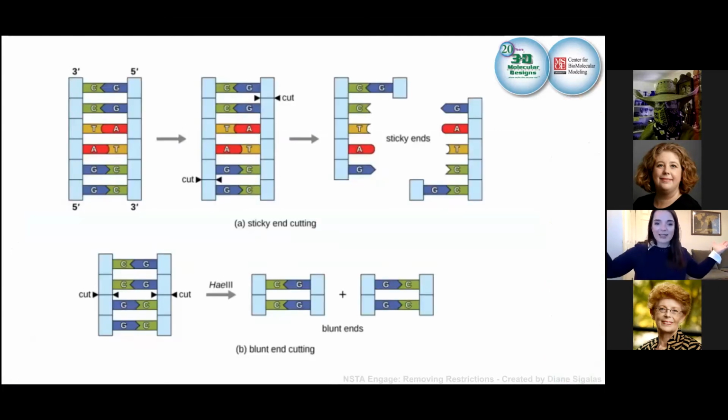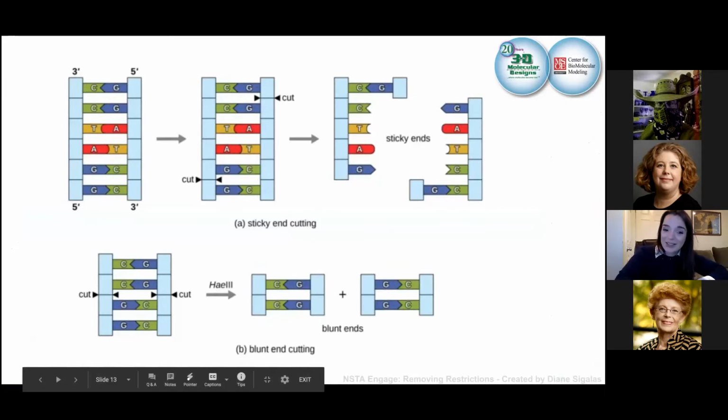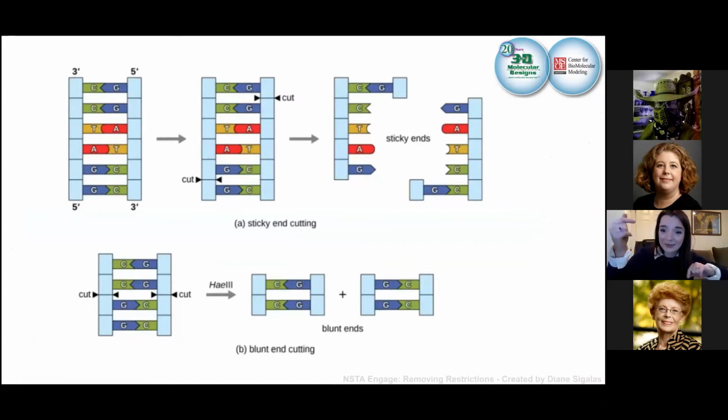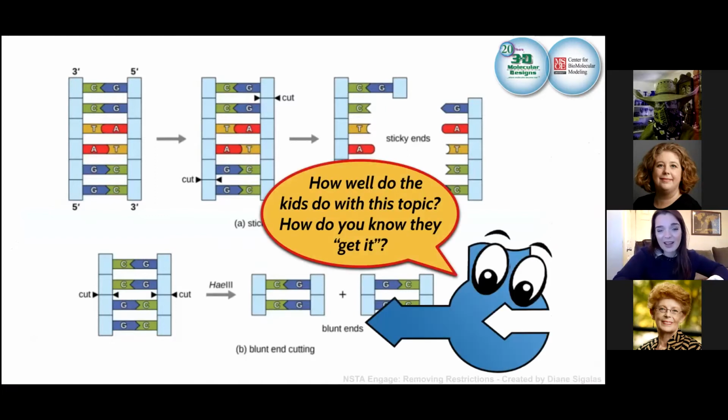All right, restriction enzymes. We all do it. It's a painful lesson, but it doesn't have to be. So how many of you have an image that looks like this embedded somewhere within your slide decks when you get to this section? I do. But what I want to show you is a different way to do this. And what I want you to think about is the way that you currently do this topic. How do you know your kids get it? What do you guys do? How do you know that they understand what they're doing?